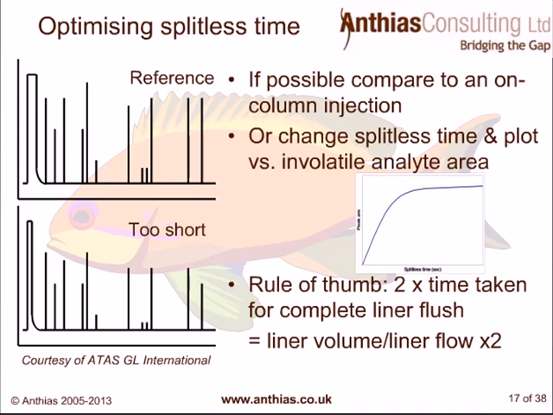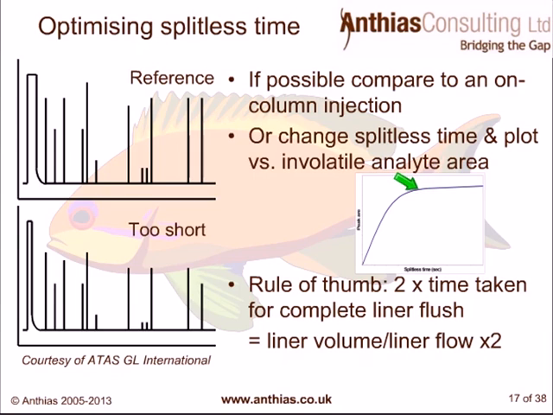The rule of thumb for splitless time is 2 flushes of the inlet liner volume. So if we estimate our liner volume, divide it by the flow through the liner, which is equal to the column flow plus the split flow, and multiply that by 2, then that will give us an estimate of the splitless time. That's the maximum amount of splitless time we would use. So what we then do is we take that and we then start reducing it down. And we then plot our splitless time against our peak area.